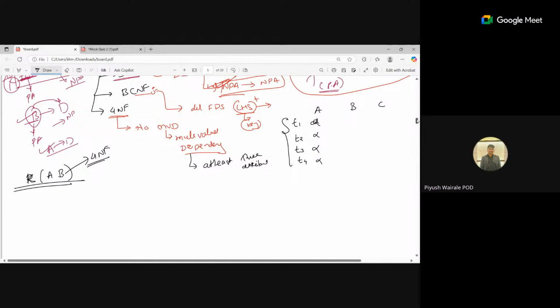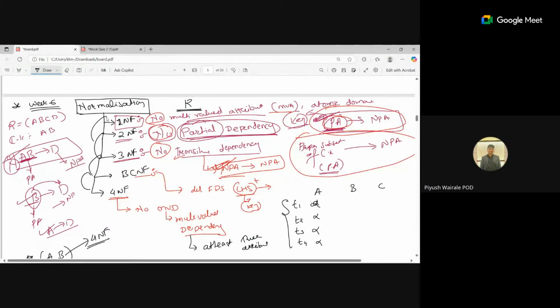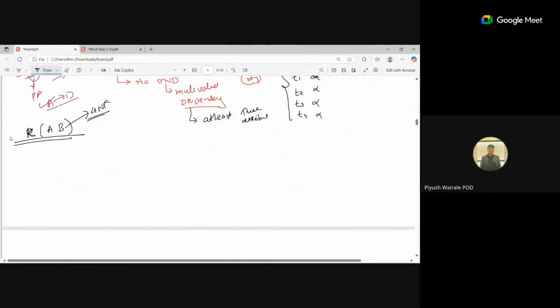4NF means what? It is in BCNF, it is in 3NF, 2NF, 1NF as well, right? Because it is always in the higher normal form. So whenever any relation has just two attributes, no need to check. It is already in 4NF, BCNF, 3NF, every normal form it will satisfy. Why? Can you tell me the reason behind that?